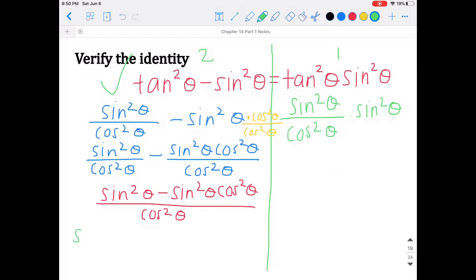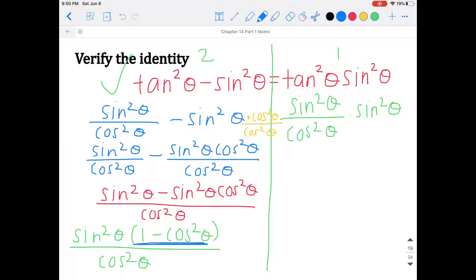When we factor that out, we're left with sine squared theta times 1 minus cosine squared theta, all over cosine squared of theta. So now you'll notice in our parentheses here, 1 minus cosine squared of theta, we have our Pythagorean identity. 1 minus cosine squared of theta simplifies to sine squared of theta. So I'm going to simplify over to the right.